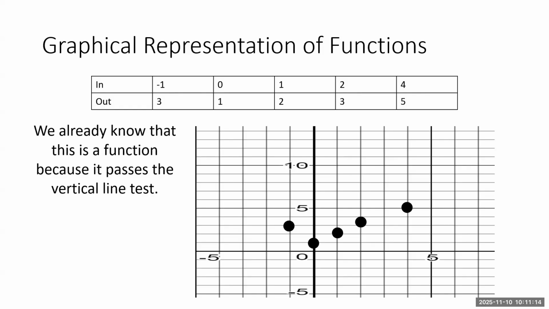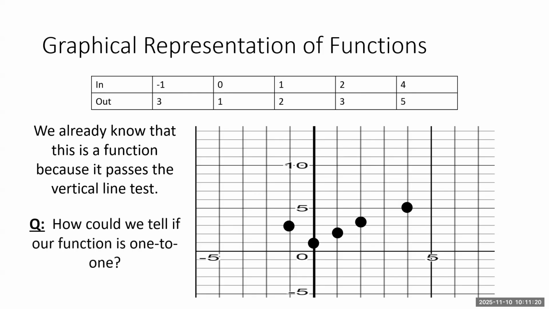We already know that this is a function because it passes the vertical line test. How could we tell if our function is 1-to-1? So we draw vertical lines through each of the points, and we see that we are only going to get one point on each vertical line. I'm drawing vertical lines at each of the x values for the coordinate pairs, and I'm seeing that I'm only touching one coordinate pair each line.